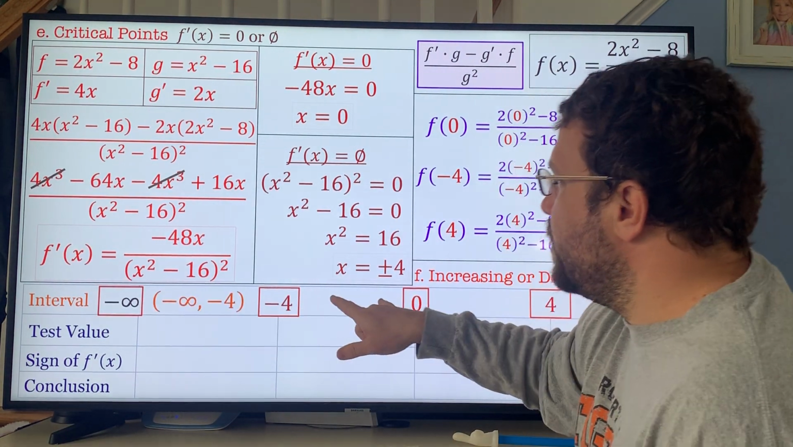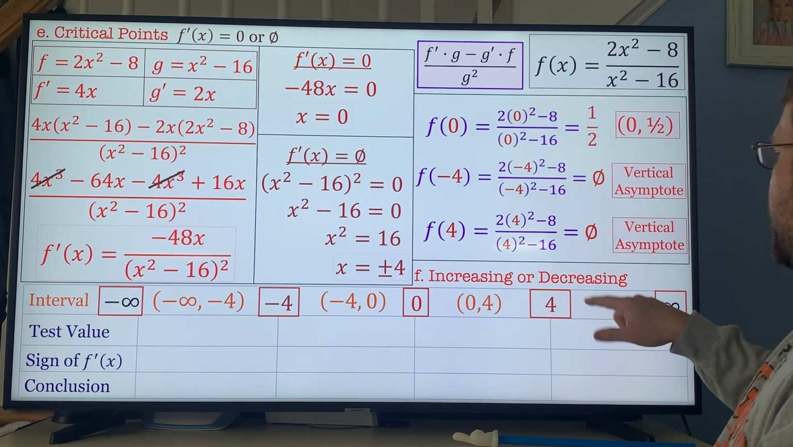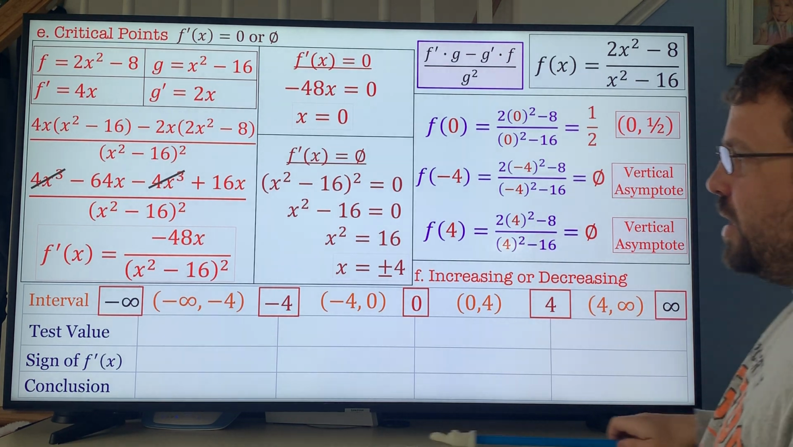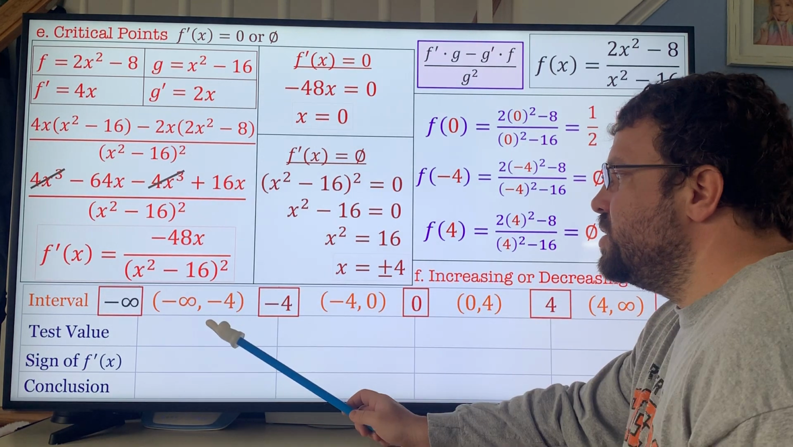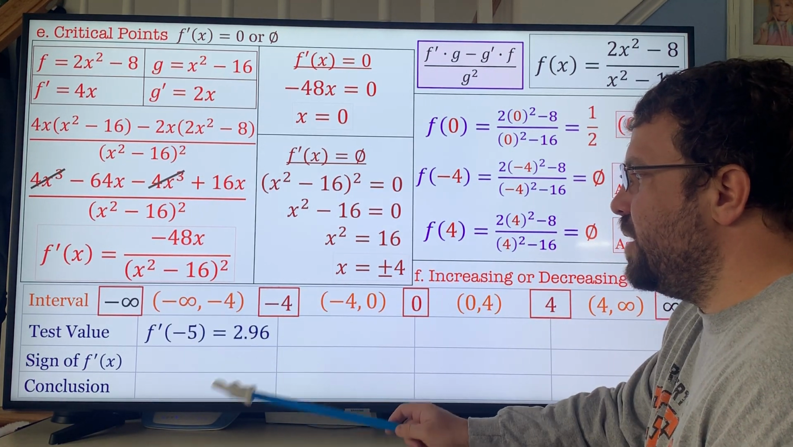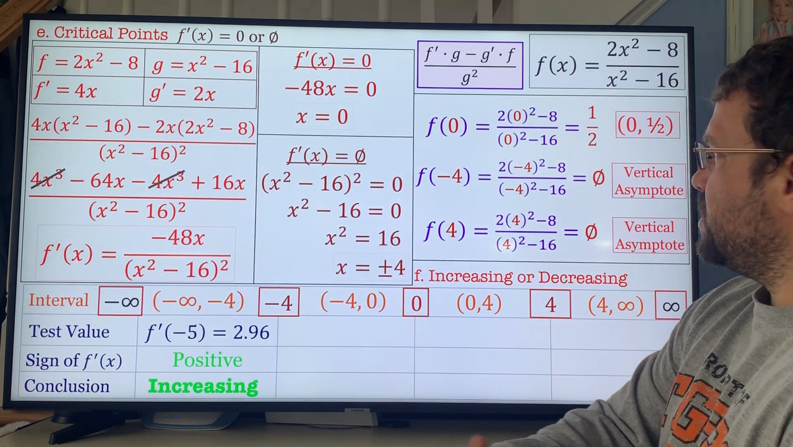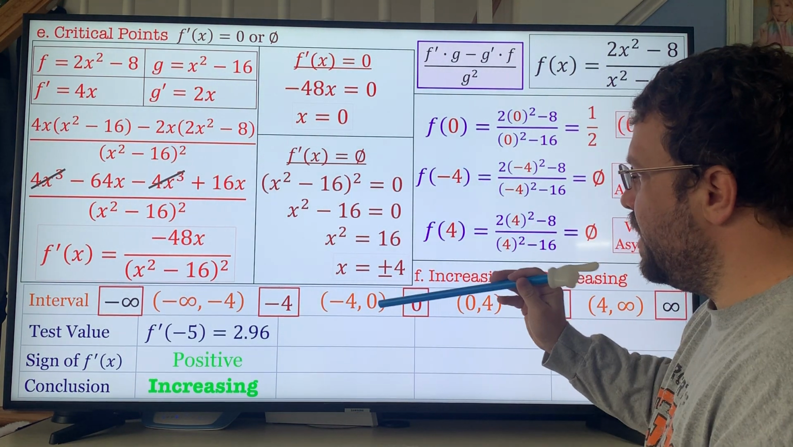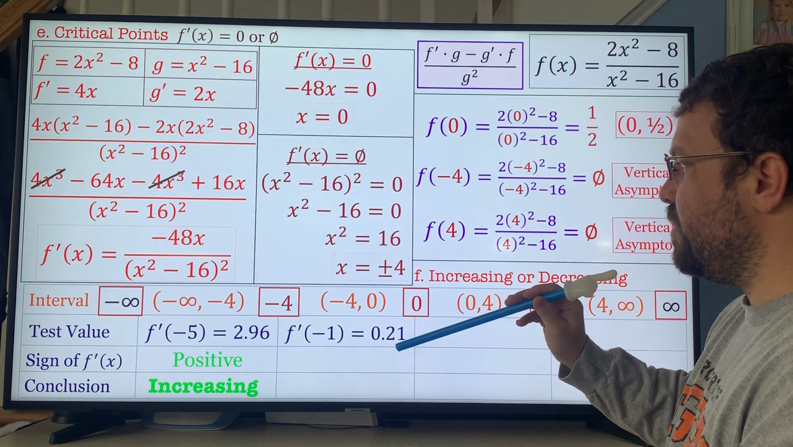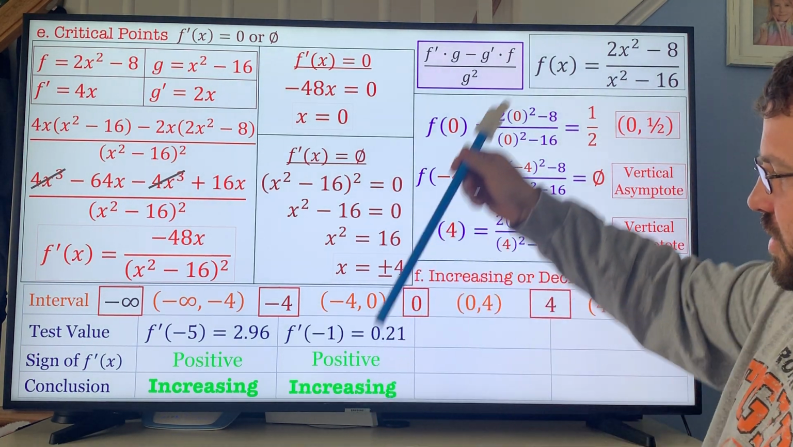Negative infinity to negative 4, negative 4 to 0, 0 to 4, 4 to infinity. Good? The test value here has to be on that side of negative 4. So you just use negative 5, you get a positive number, it is increasing. So the graph is going to go up until it gets to the asymptote right here. Then let's pick negative 1. After the asymptote, it's still increasing.